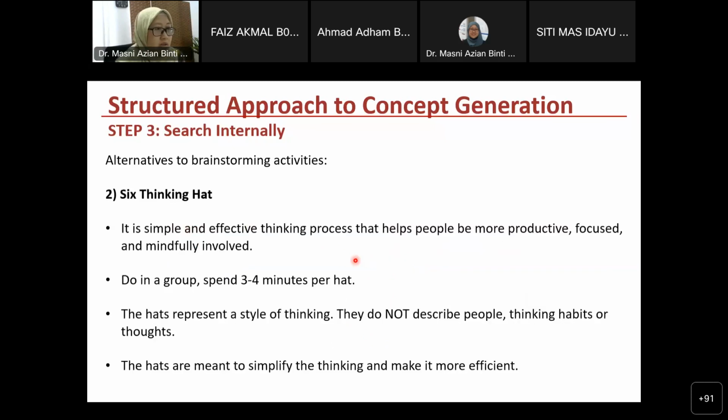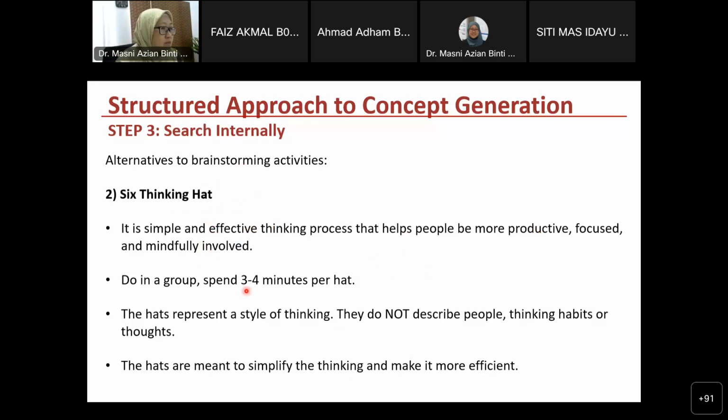Okay. The second approach that you can use is the six thinking hats. Okay, six thinking hats ni is like you putting on different hats. Every hat ni, it has its own category, its own criteria. Okay, so it is called the six thinking hats because there are six hats, or six items to think about during the brainstorming activity. So it's a very simple process. It helps a team to be more productive, focused, and mindfully involved.